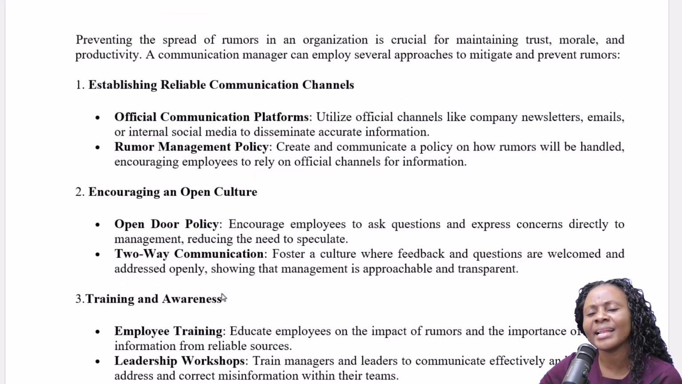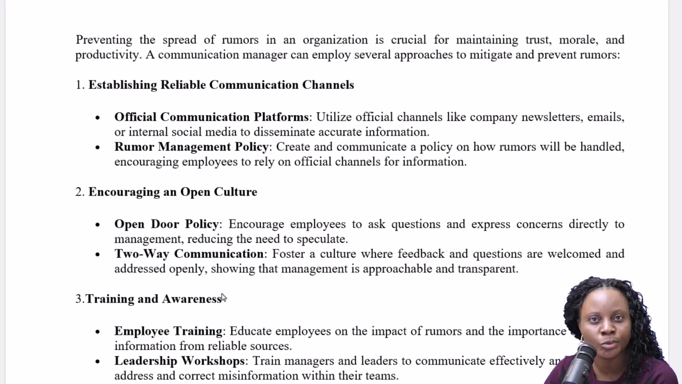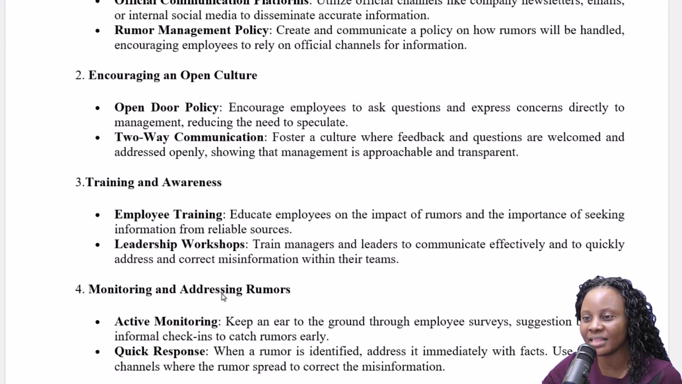And then training and awareness. Train your employees on the importance of avoiding rumors. We have a notion that says rumors spread faster than facts, of which that is true. So at least train your employees. Have sessions and give them some training and education on why they should avoid rumors whatsoever. That can also help in terms of minimizing the spread of rumors in the organization.